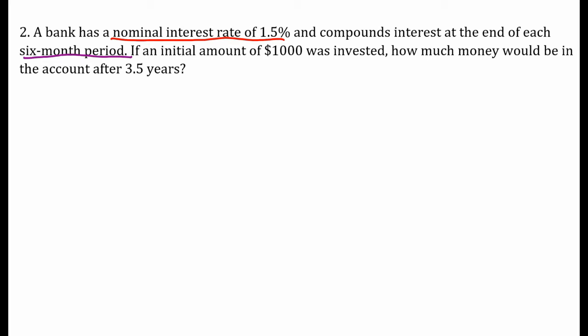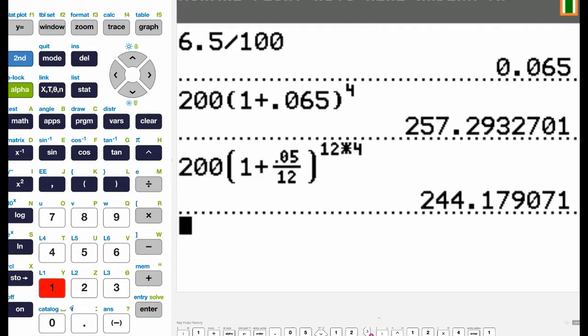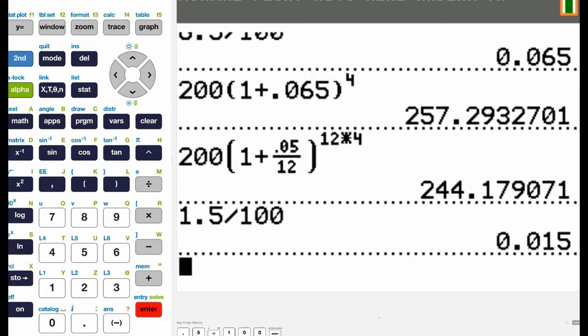Okay, so let's write a function. There's my initial amount. I'm growing it by 1.5%. The minute you see 1.5%, make it a decimal. 1.5 divided by 100. Make that percent a decimal. So 0.015.